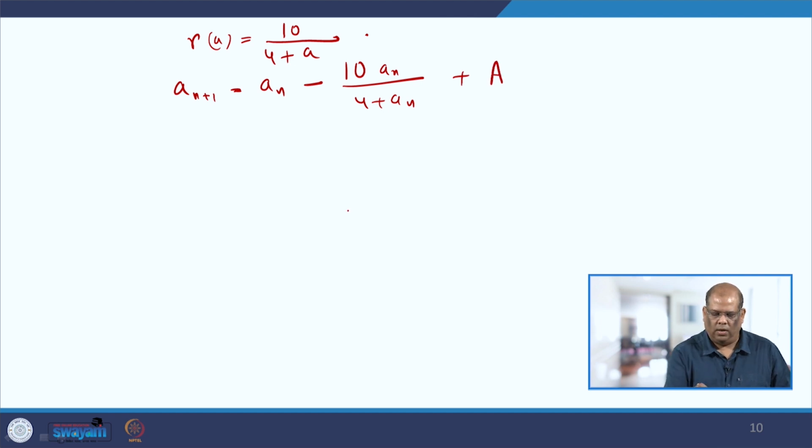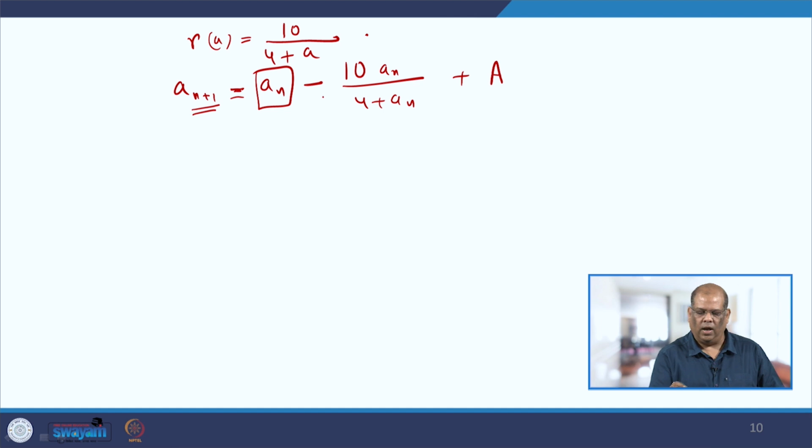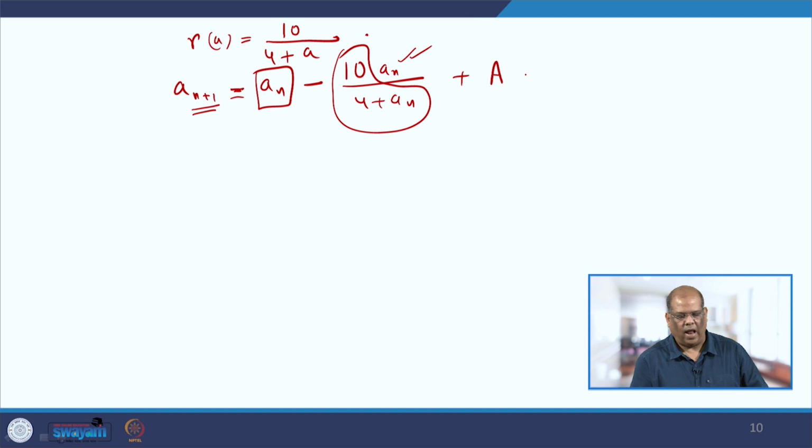So, if you recall, the alcohol content in the n plus 1th hour is the present alcohol content minus, in 1 hour we had said that 15% leaves the body, but now we say that it is a variable quantity. Instead of 15%, you take the rational function, which is 10 by 4 plus A n, multiplied by this A n, and plus A, which is the constant input of the alcohol. So, this becomes your model now. This gives the dynamics of the alcohol in the body of a particular person.